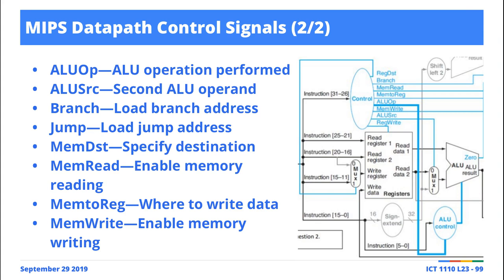Mem to reg and what? So this determines which register you're going to write to from memory, right? Data from memory going into the register. This memory destination specifies where in memory, the destination in memory where the data is going to be fetched from or read from, essentially. So maybe destination is making reference to RAM here.